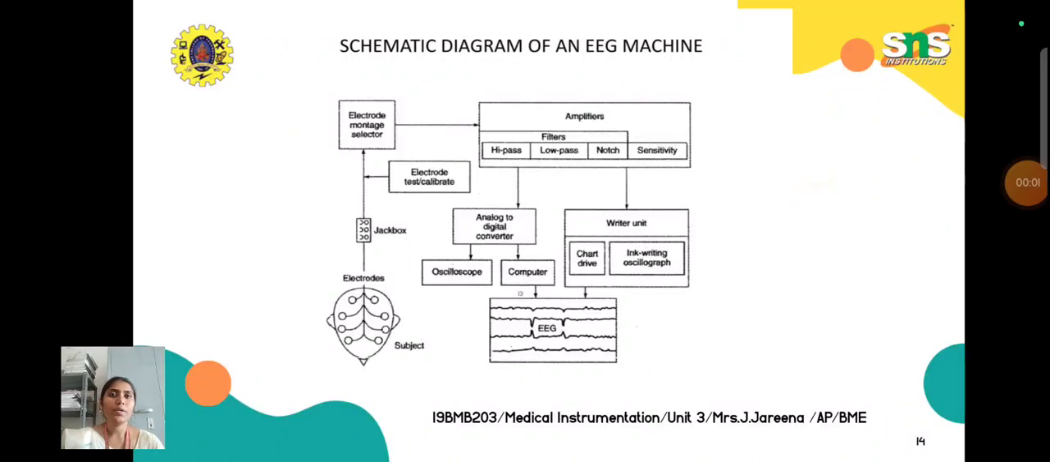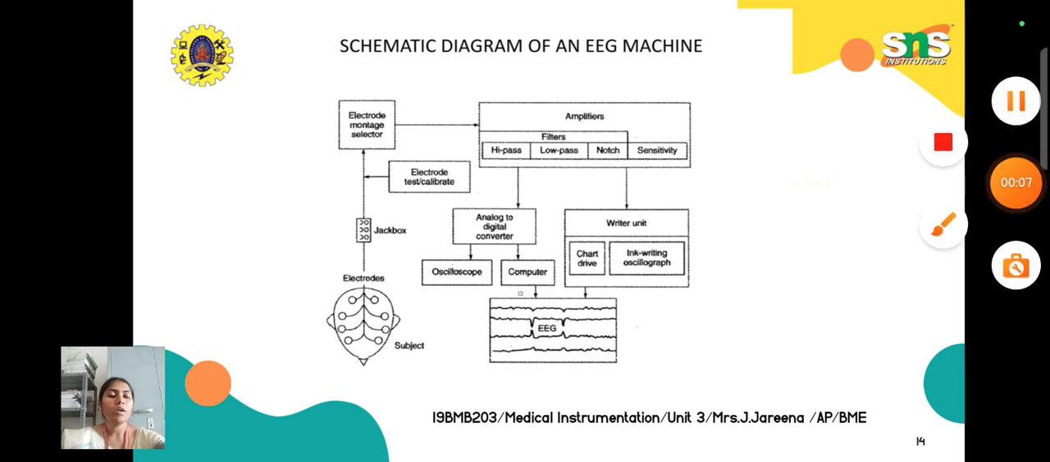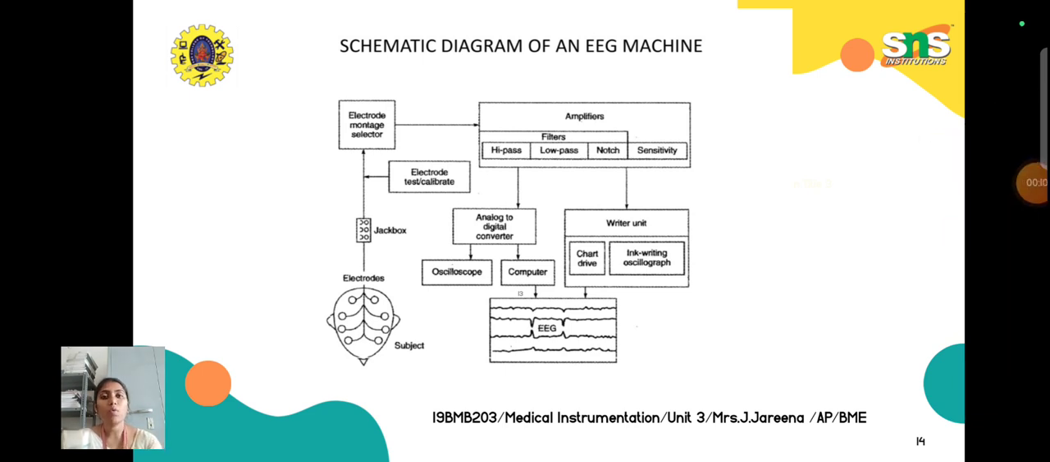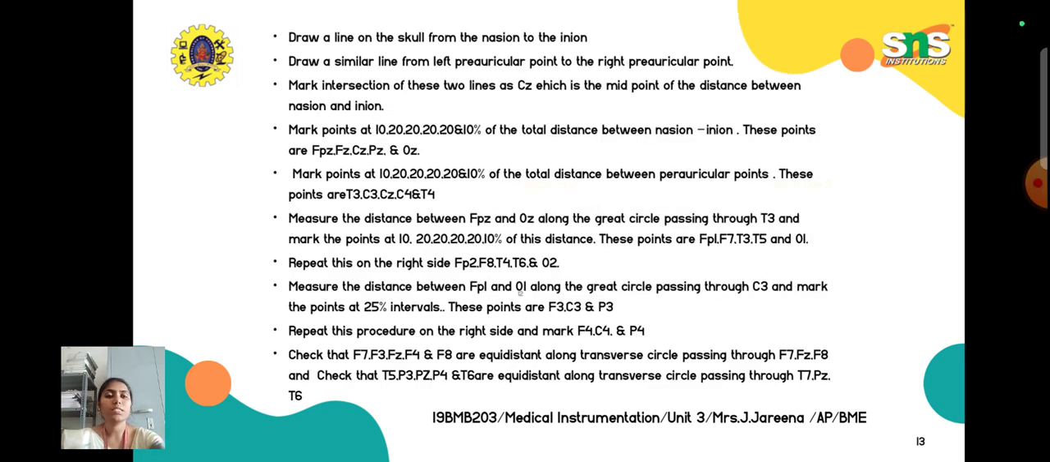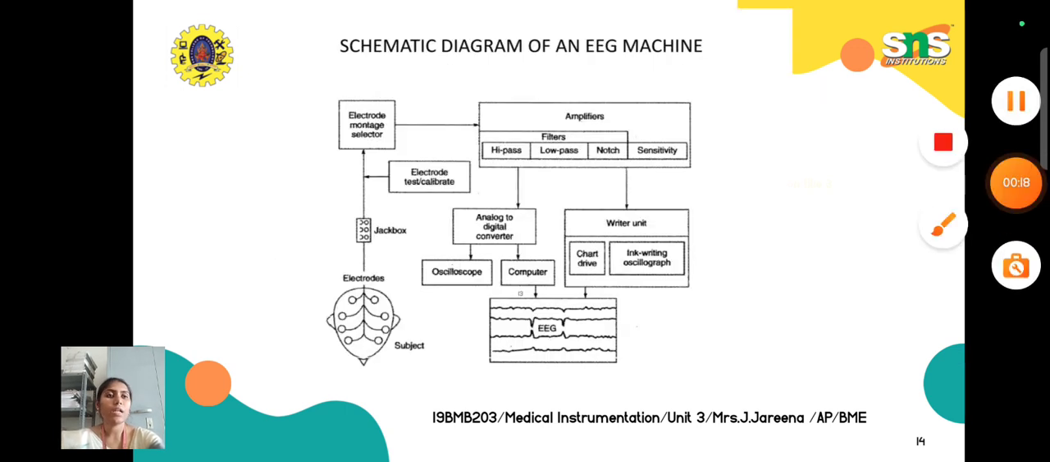Hi everyone, in today's class we are going to see a schematic diagram of an EEG machine. In this block diagram we are going to discuss the basic main components involved in making an EEG machine. So we will start with the starting point, that is the subject. The subject is like the patient.